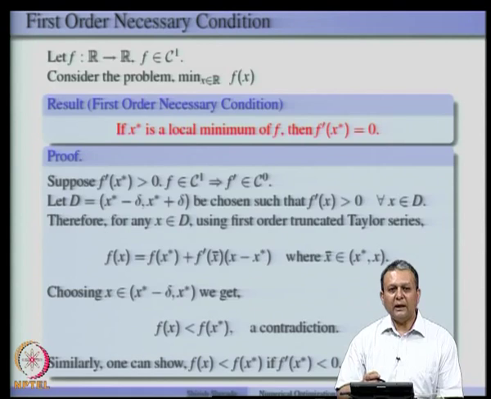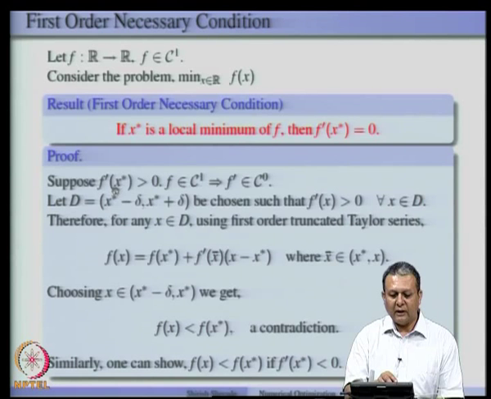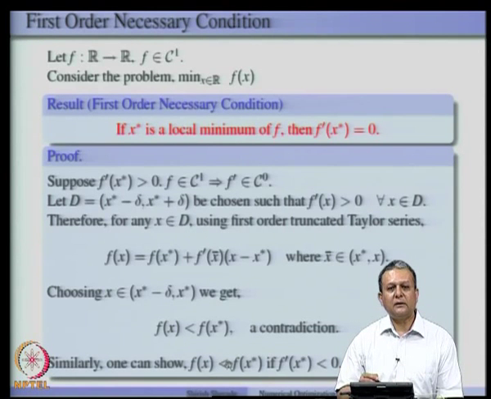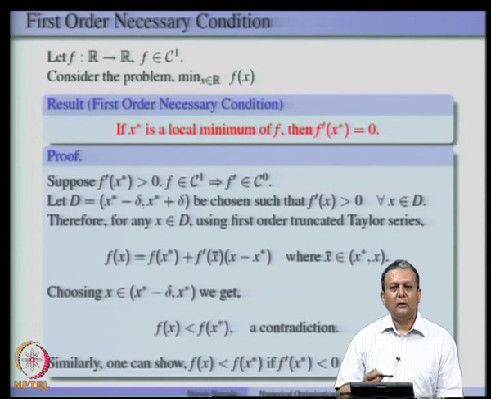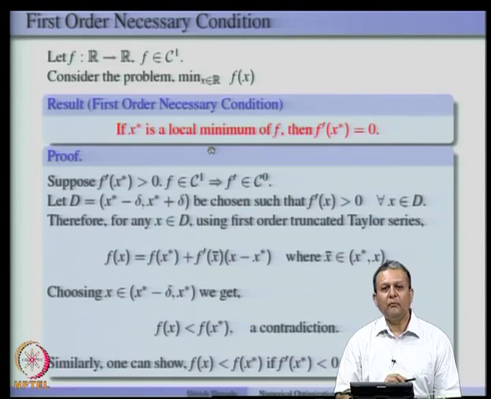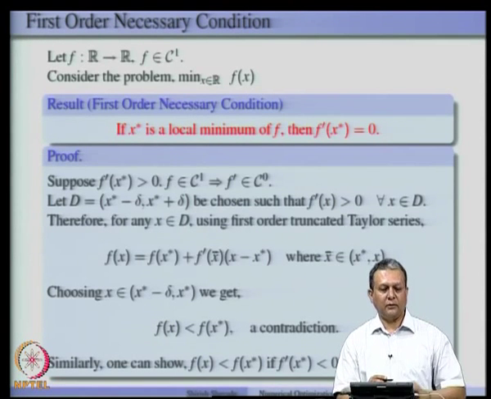Now, one can use similar ideas by assuming that f dash x star is less than 0, and then the rest of the things follow as they are, except that you choose the point in the open interval x star to x star plus delta. In that case, f dash x bar will be less than 0 and x minus x star is greater than 0, so their product will be less than 0, and therefore f of x will be less than f of x star. So, in either case we come up with the contradiction that x star is not a local minimum. So, if x star is a local minimum, then the first derivative of the function should vanish.